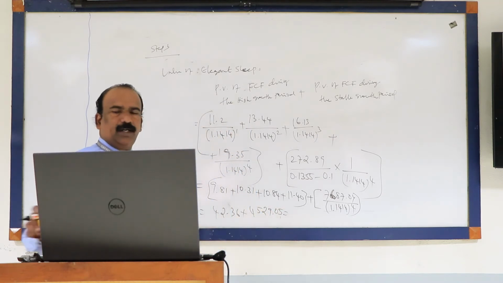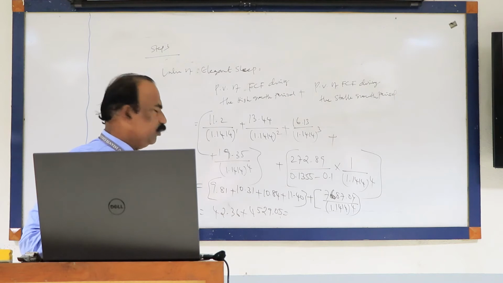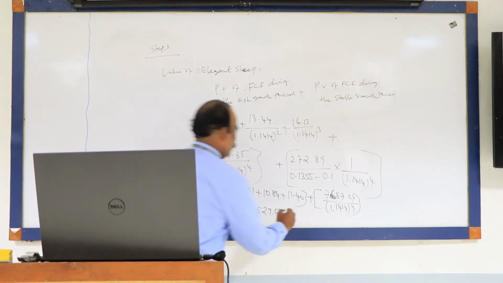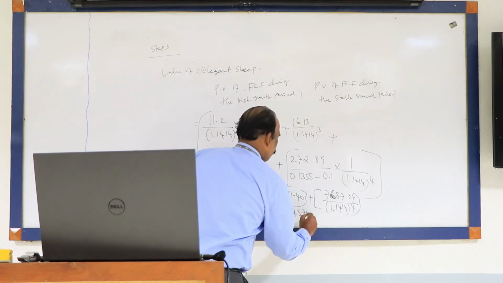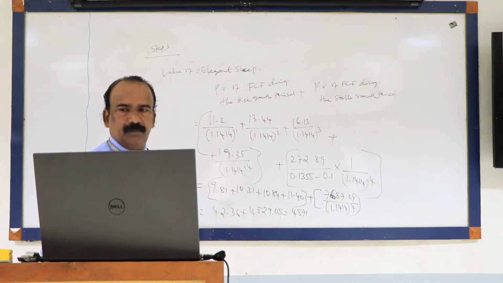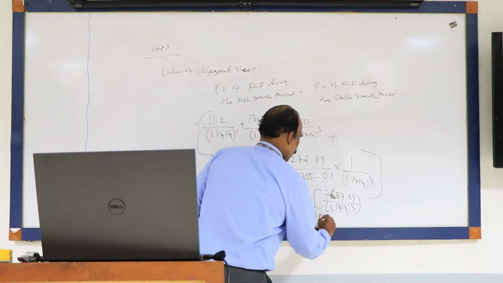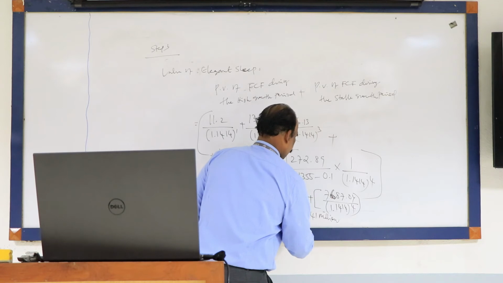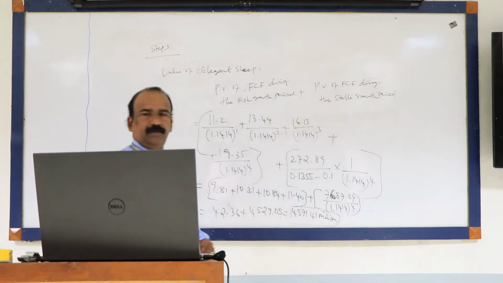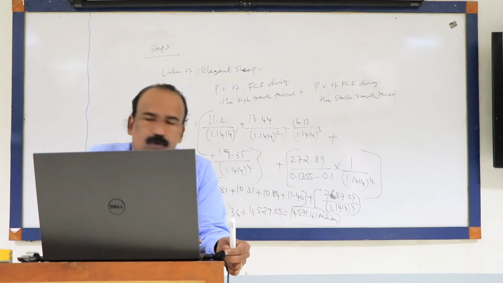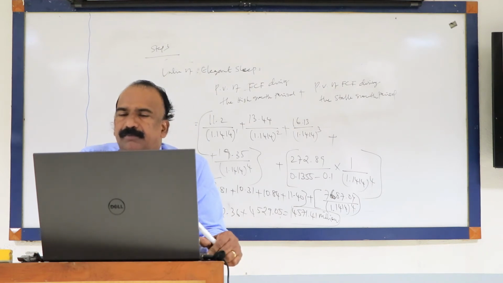So 4,529.05 plus 42.36. Add both. That will give us 4,571.41. 4,571.41 million. That is the value of the company.